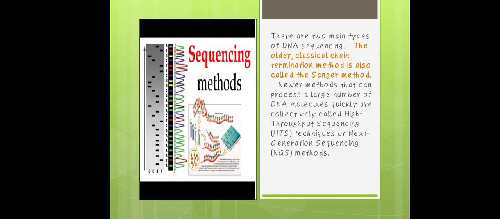Sequencing methods. There are two main types of DNA sequencing. The older classical chain termination method is also called the Sanger method. Newer methods that can process a large number of DNA molecules quickly are collectively called high throughput sequencing (HTS) techniques or next generation sequencing (NGS) methods.